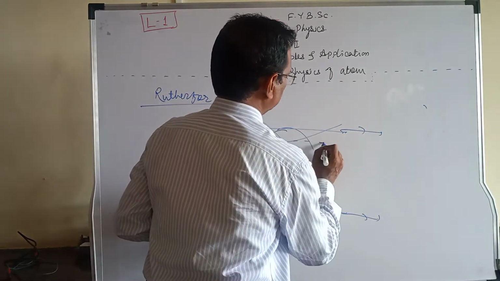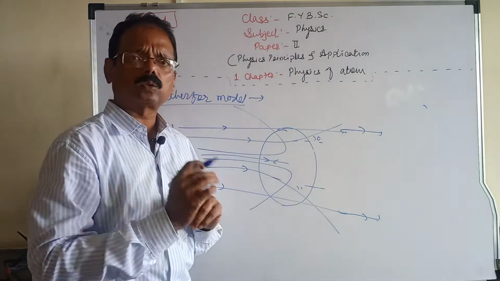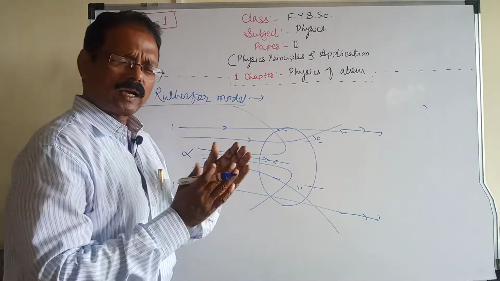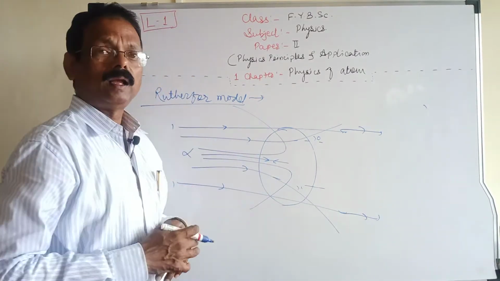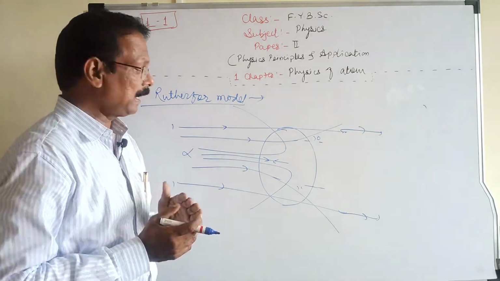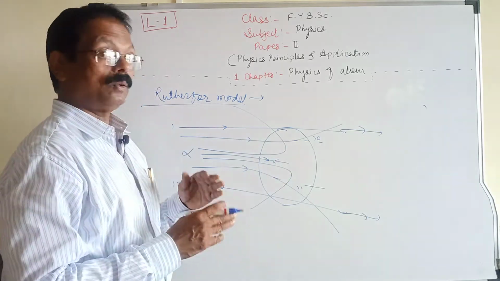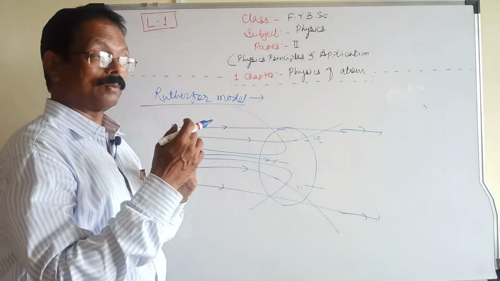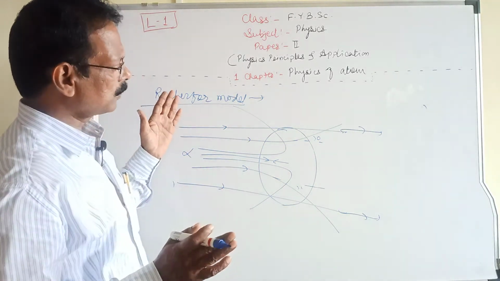Suppose this is theta and this is theta. So they are deviated through some angle theta. Those rays that are very close to the central portion deviate with a greater angle. And those rays which are incident on the central portion of the atom are reflected back along the previous path. So these are the observations. Then what is the hidden thing behind that, that we have to explain.